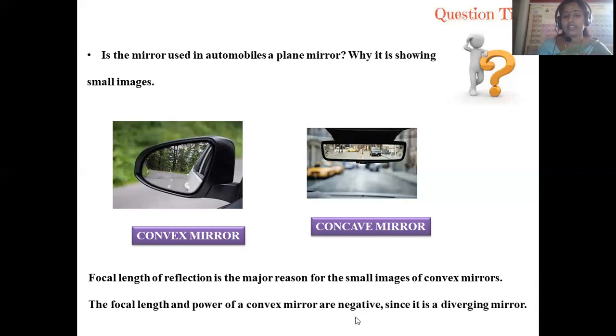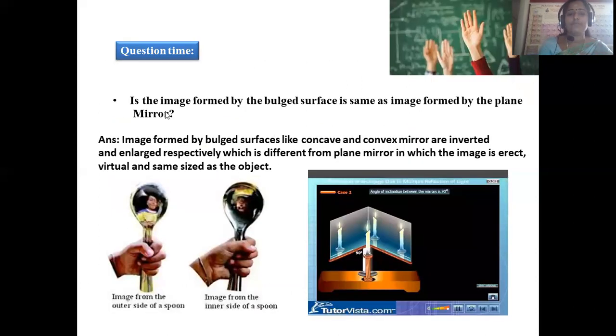This we will discuss in detail in this chapter. And the second is about the diverging mirror. Diverging mirror means whatever light rays fall on it will reflect in different directions. They are not associated, they are moving in different directions. Because of these two reasons, the image will appear the smallest. So this is the answer for one question.